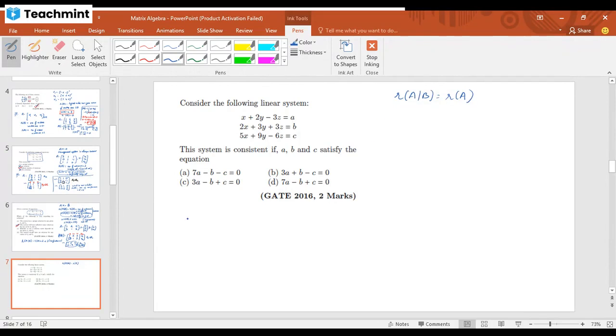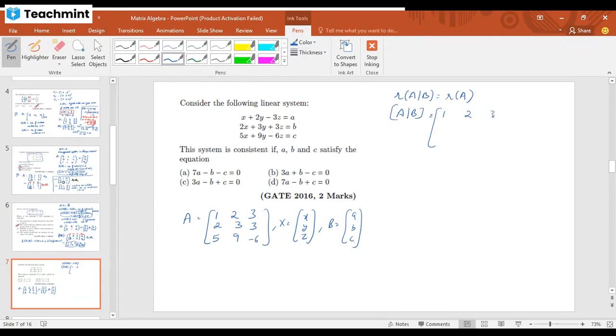So let us firstly consider the matrix A. Here the matrix is the coefficient matrix, which is 1, 2, 3, 2, 3, 3, 5, 9, minus 6, and the unknown is X, Y, Z, and the non-homogeneous part is A, B, and C. So firstly, we are going to consider the augmented matrix A augmented B. On one side we are considering matrix A: 1, 2, minus 3, 2, 3, 3, 5, 9, minus 6, and here A, B, C.